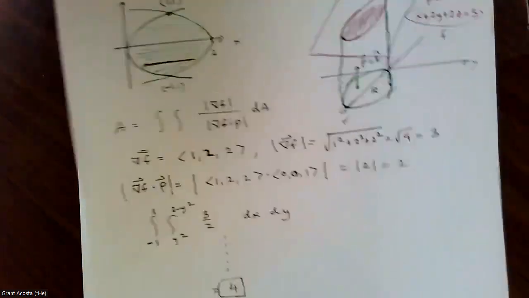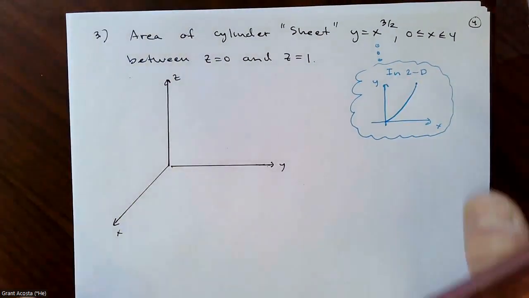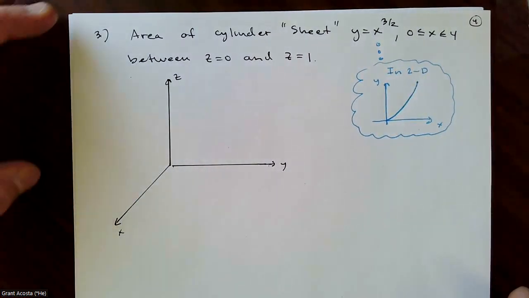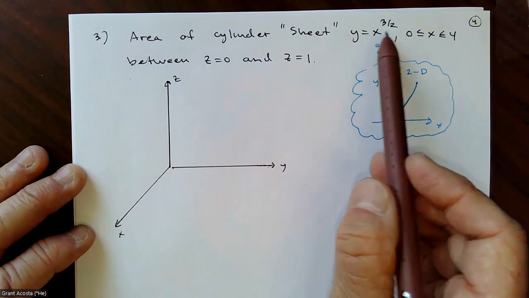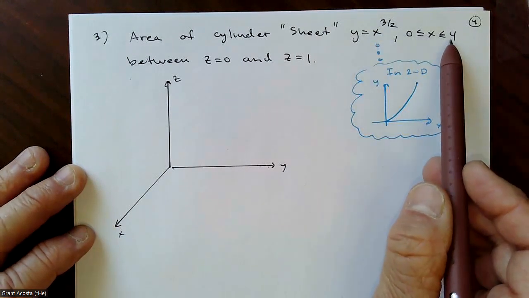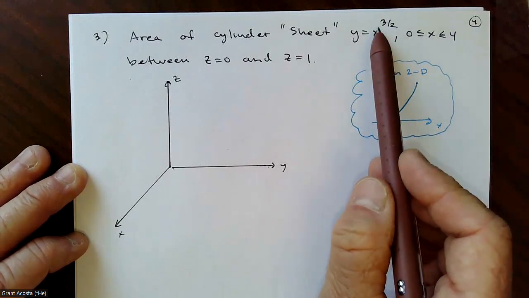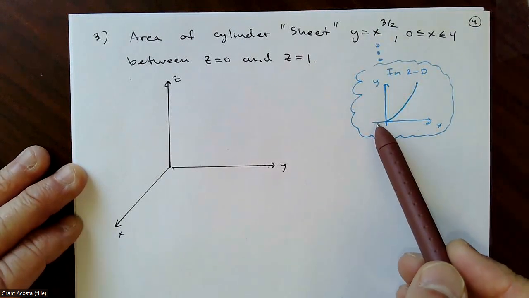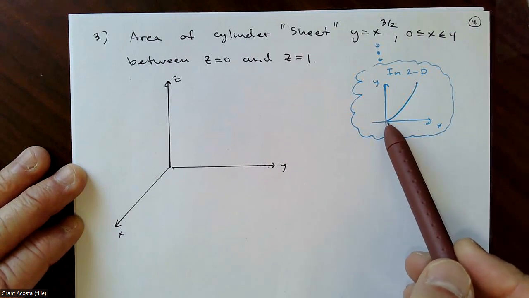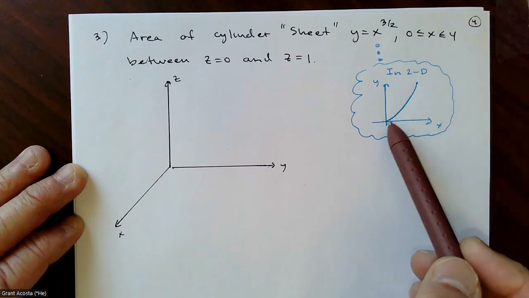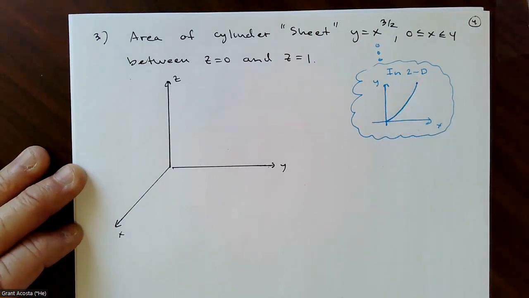Let's set up another one. We're going to find the area of the cylinder sheet, y equals x to the 3 halves, where x goes from 0 to 4 and z is between 0 and 1. That's not a super well-known graph, but the graph of y equals x to the 3 halves in 2D starts at the origin and just kind of curves up, similar to a parabola, but it's not a parabola, of course.